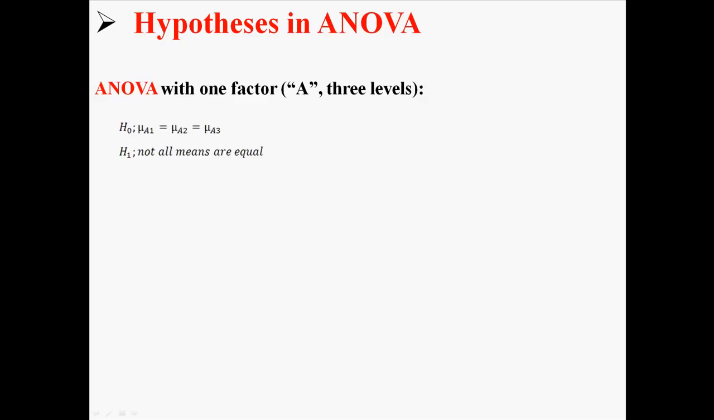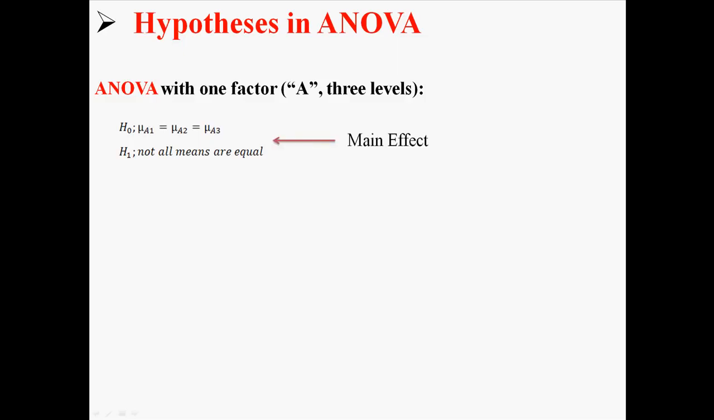Imagine you have one factor with 3 levels. Your null hypothesis is that all 3 levels are equal to one another. Your alternative is that not all means are equal. Now, you can't write A1 is not equal to A2 is not equal to A3, because that would imply that all 3 means are different. Maybe only 1 and 2 are different, and maybe only 1 and 3 are different. So your alternative has to be written as not all means are equal.